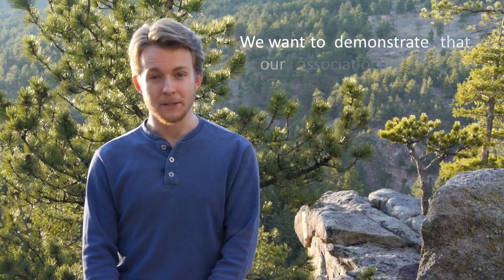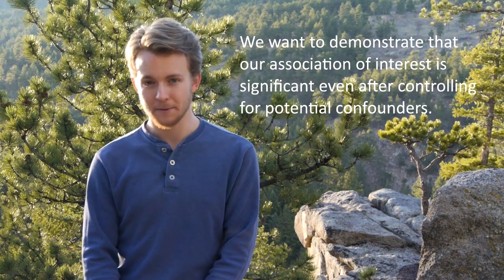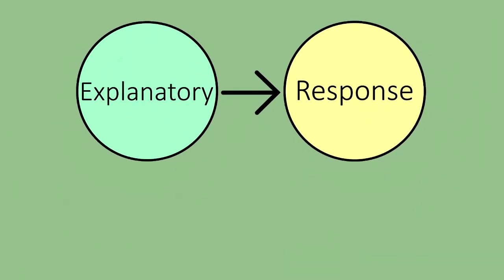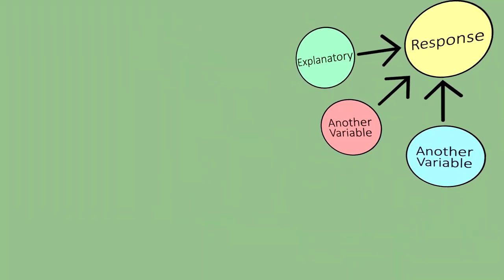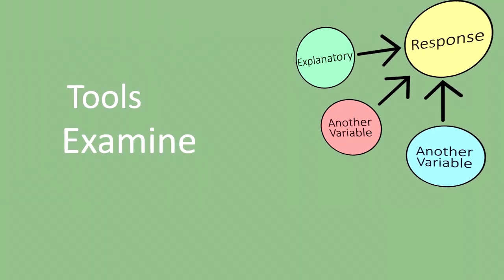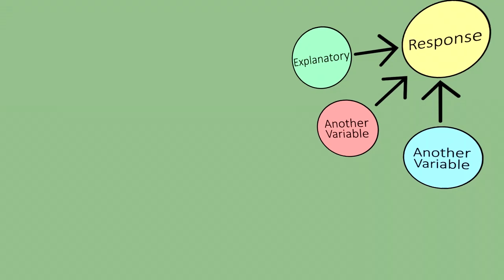In science, we test for confounders by including these third variables, or fourth or fifth or sixth, in our statistical models that may explain the association of interest. In other words, we want to demonstrate that our association of interest is significant even after controlling for potential confounders. Because adding potential confounding variables to our statistical model can help us to gain a deeper understanding of the relationship between variables, or lead us to rethink an association, it's important to learn about statistical tools that will allow us to examine multiple variables simultaneously. That is, look at more than two or three variables at the same time.